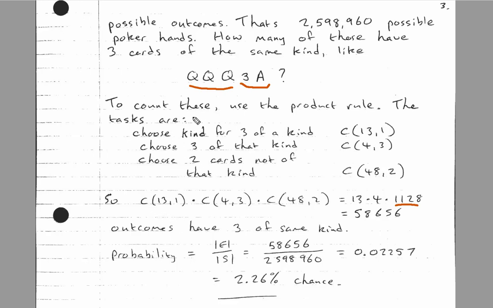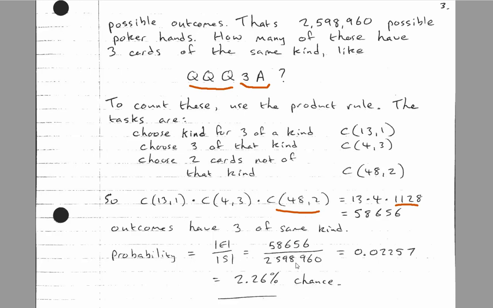Again, 13 ways to choose what kind of card is repeated, 4 ways to choose that kind, and then this many ways to finish the hand. And so altogether that's 58,656 ways to get hands that have 3 of the same kind. So that's our top number.